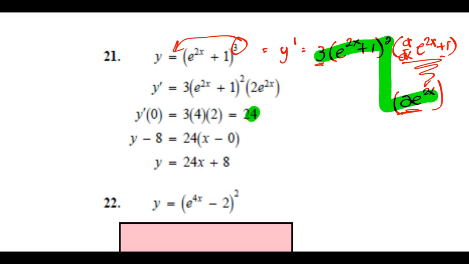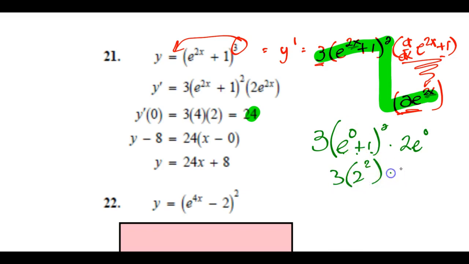Is that true? So 3 e to the 0, because 2 times 0 is 0, plus 1 squared times 2e to the 0. Well, e to the 0 is a 1, so 1 plus 1 is 2 squared times 2 times 1. 4 times 3, 12 times, that did work. I didn't think that was going to work. But I'm glad we got 24. That's my slope. And then you go write the equation.